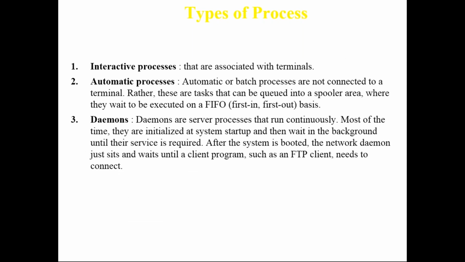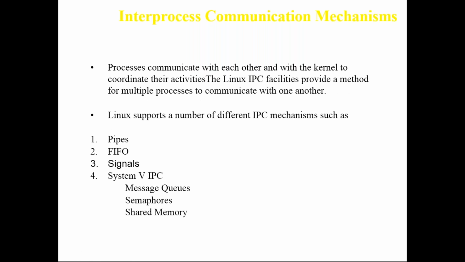Then these are the types of processes we have discussed: interactive processes, automatic processes, and daemons. Daemons are background processes that sit idle and wait for a command to be executed. Automatic processes follow first in, first out and run according to the queue or spooler. And interactive processes are those in which the user interacts with the shell and executes commands.